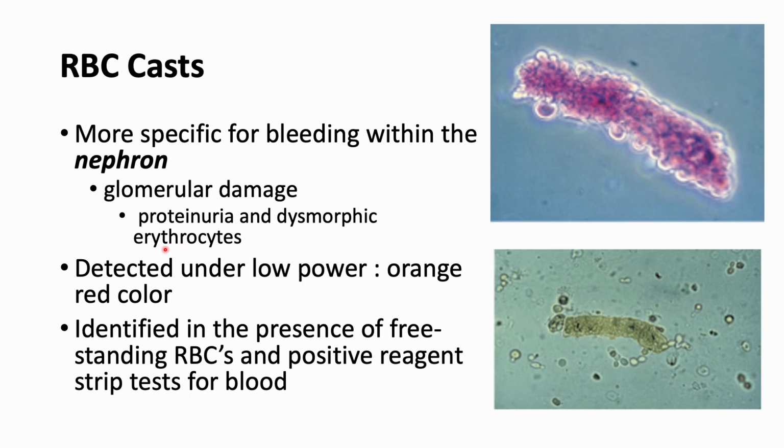Now, RBC casts are detected under low power with an orange-red color. It's highly improbable that RBC casts will be present in the absence of freestanding red cells and a positive reagent strip for blood. So here we see a Sternheimer-Malbin stained RBC cast under phase microscopy, an RBC cast containing hemoglobin pigment, and a comparison of the red cells and yeast cells can also be made here.